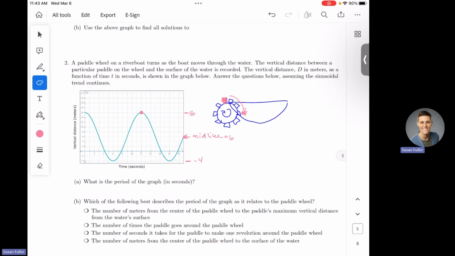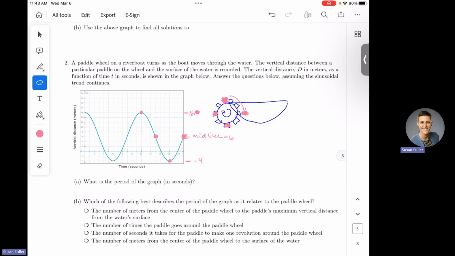So when the paddle is at the side here, we will be down here at 6 meters above the water. When it's all the way down here on the bottom, we'll be at the very bottom of this rotation, which is -4 meters above the water, which means we're 4 meters below the water. And then when we're back over here, that would be back at the midline. And then when we come back up to the top here, we would be back up here at the top at 16 meters.